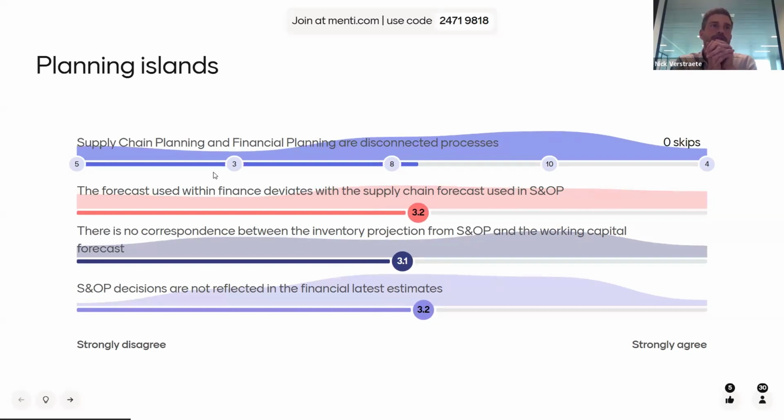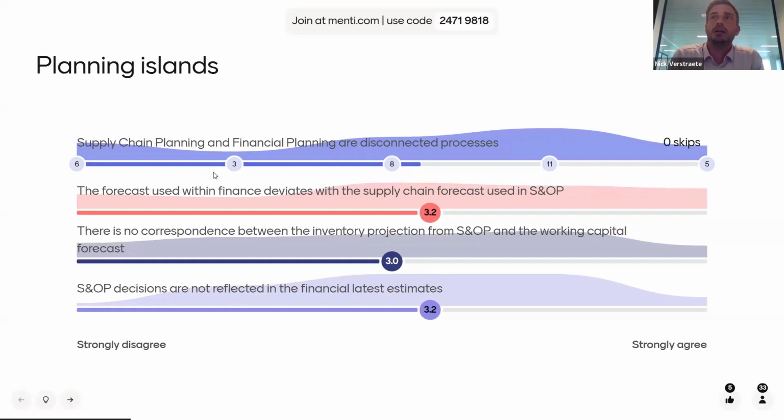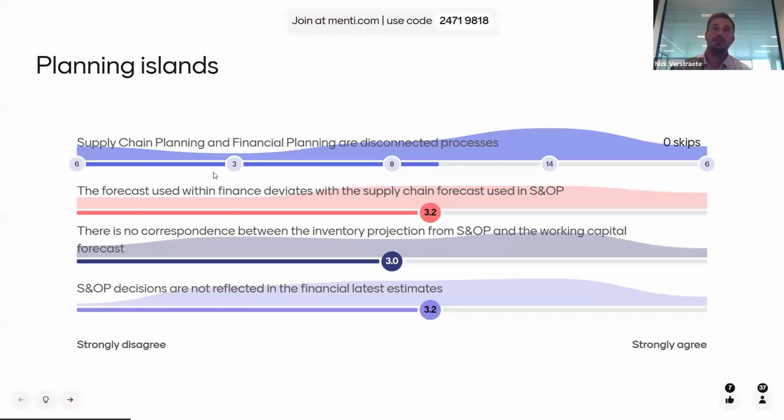For the first statement, I see 5 answers to the left, and definitely more answers to the right, with strongly agree at 8 and 10. There are a few people that are extreme, strongly agree for the first statement, but I see that the majority is more on the right side of things, that there is quite a disconnect between supply chain planning and financial planning. For the second statement, also, it's more at the right. The forecast used within finance deviates from the supply chain forecast used in S&OP. There is no correspondence between the inventory projection from S&OP and the working capital forecast. That scored a bit lower. And then S&OP decisions are not reflected in the financial latest estimates. Also, more answers to the right towards agree or strongly agree.